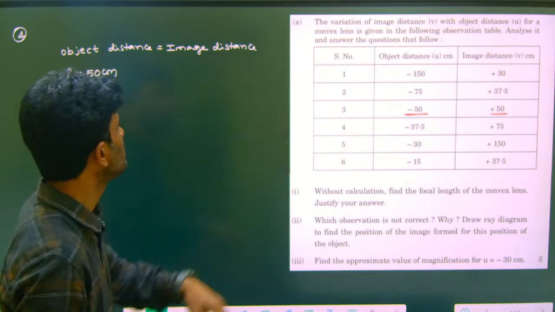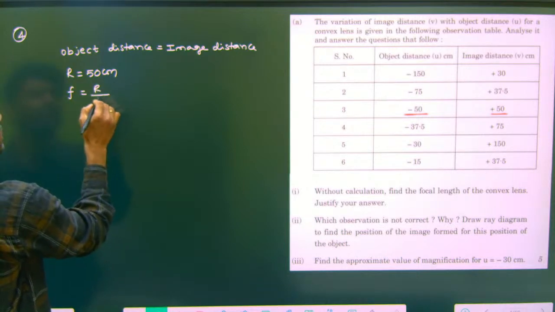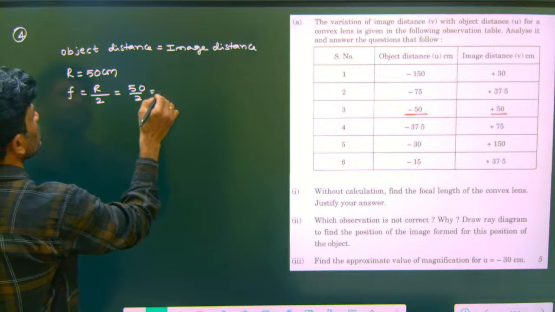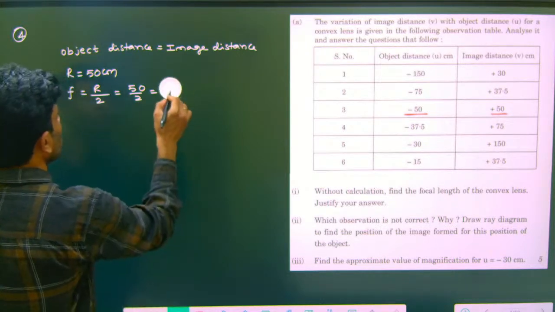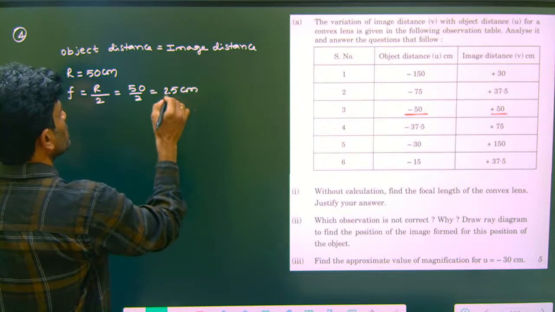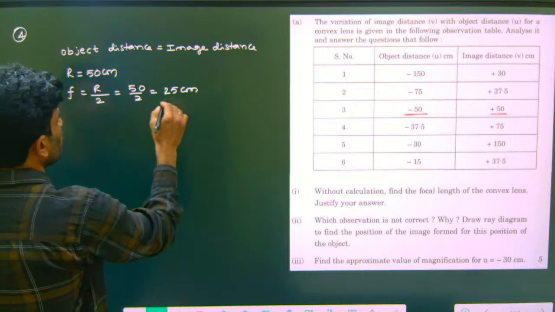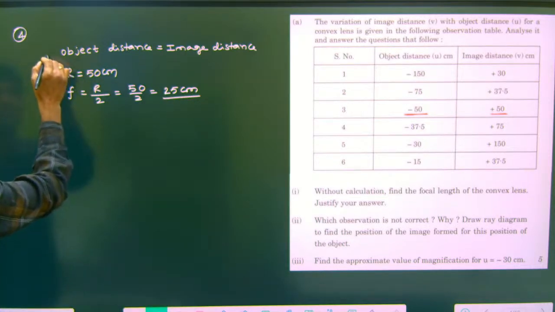Okay, then by this, what is the focal length? Focal length is half of the radius of curvature. So 50 by 2, that is 25 centimeters. And it is a convex lens, that's why plus 25 centimeters. Hope you all understood this first one.